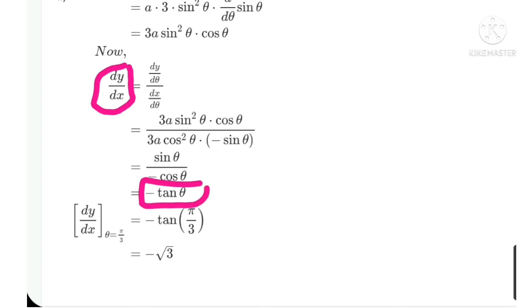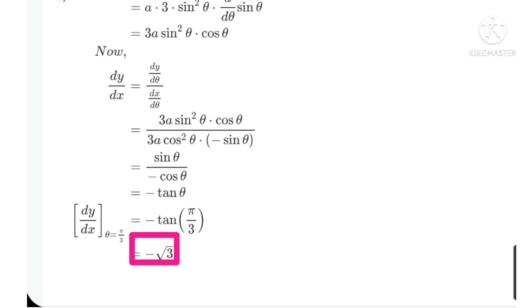Okay. So we have to find dy by dx at theta is equal to pi by 3. So minus tan pi by 3. What is the tan pi by 3? Root 3. So we get dy by dx at theta is equal to pi by 3. We get the value as minus root 3. Okay.